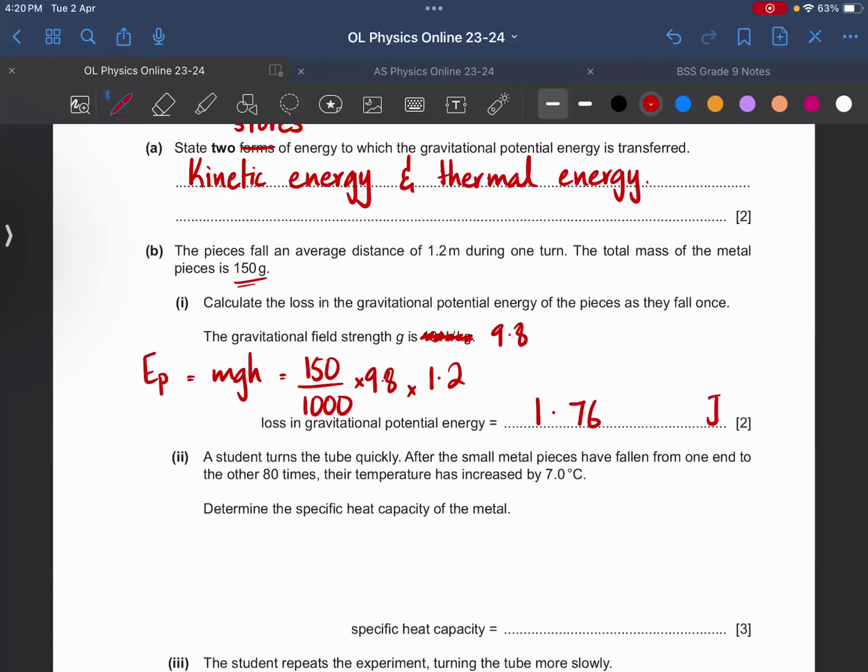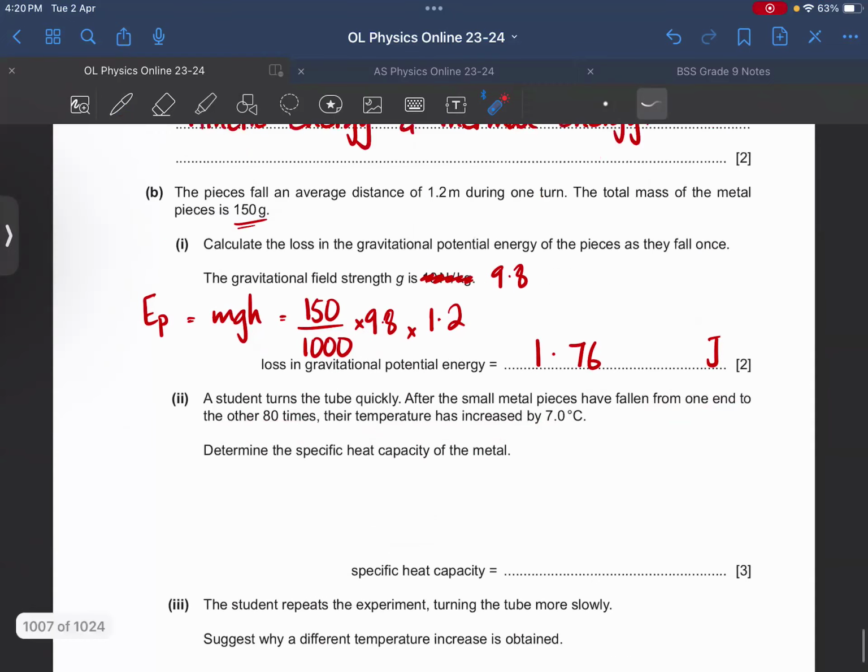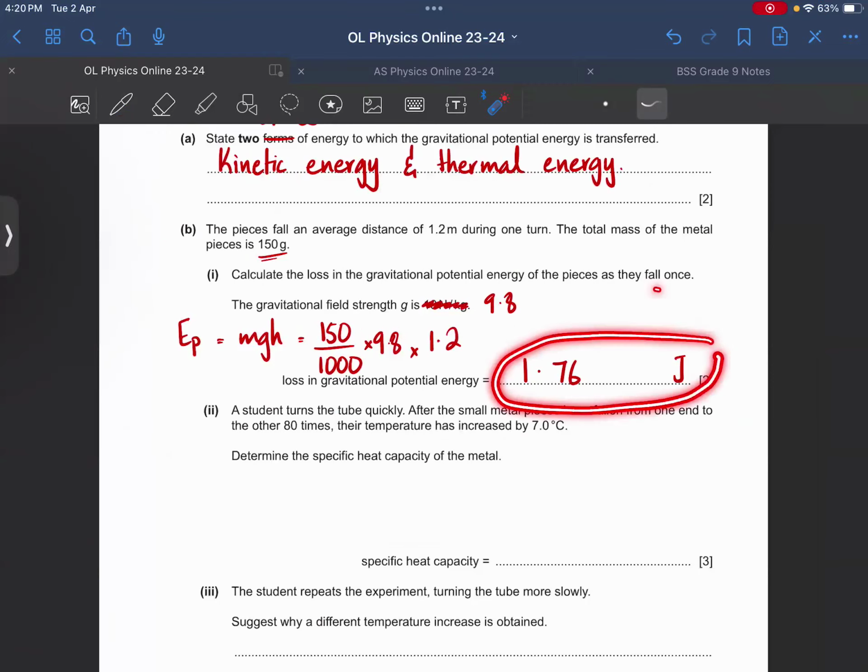All right. A student turns the tube quickly after the small metal pieces have fallen from one end to the other 80 times. The temperature is increased by 7. Determine SHC of the metal. Now, this tube is now to be turned 80 times. When these pieces of metal are flipped over 80 times, so basically they lose 80 times this energy because this is for one fall, right? अब जब ये 80 times गिरेंगे, so 80 times this energy is now going to be converted into the thermal energy, जैसा कि अभी हमने ऊपर आंसर में लिखा है, which causes the temperature to increase. Determine SHC of the metal.